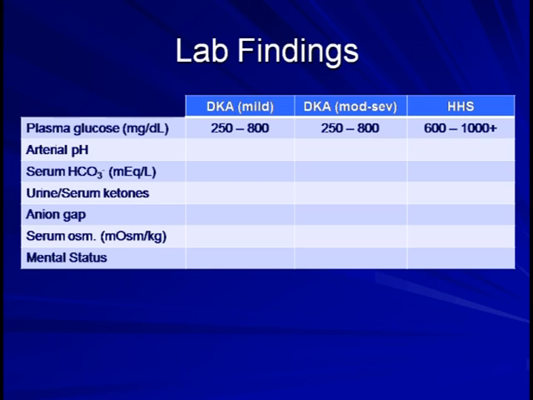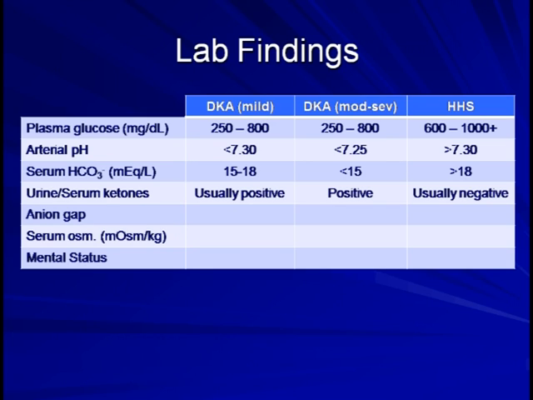Second, arterial pH. With mild DKA, it may be only modestly acidotic, while in moderate to severe DKA, it will be more so. In HHS, pH is most commonly normal, though may be ever so slightly acidotic. Next, serum bicarbonate levels in mild DKA tend to be around 15 to 18, lower than 15 in severe DKA, and higher than 18 in HHS. Urine and serum ketones are usually, but not always, positive in mild DKA, but much more consistently positive in more severe cases. Ketones are usually not present in HHS.